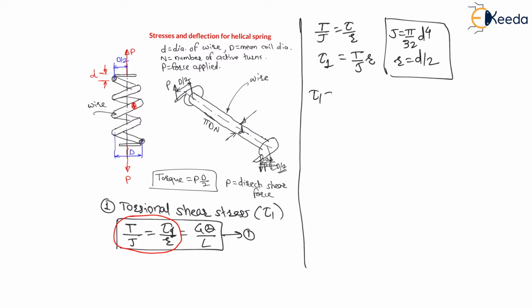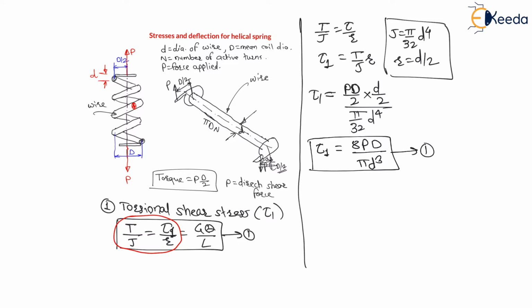Therefore, let us put all values. Torque is P into D by 2, here capital D. Radius is small d by 2, and J is pi by 32 small d power 4. Now here, with school level mathematics, if I simplify for tau 1, I will find 8PD divided by pi d cube. This will be the torsional shear stress number 1, right?